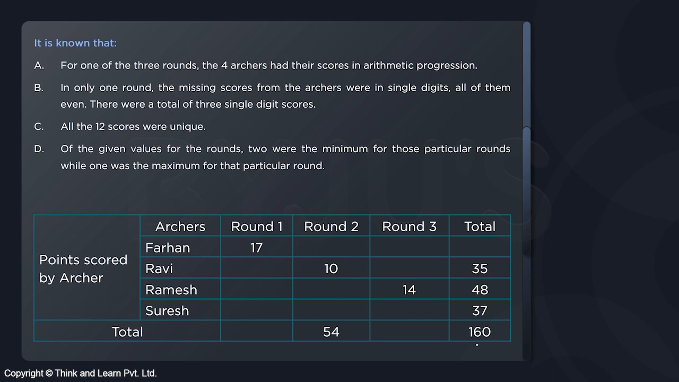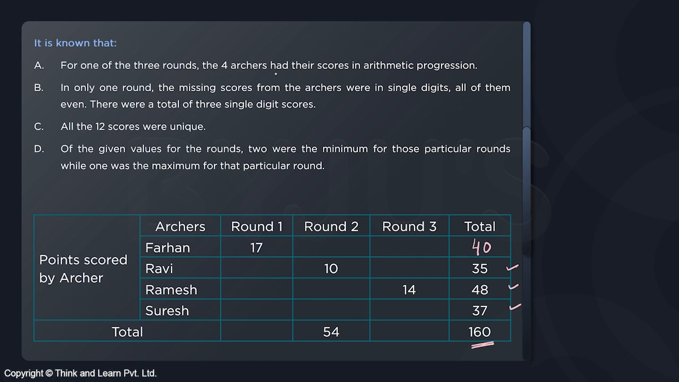First of all, the total score is 160. This is 35, this is 48, this is 37. 35 plus 48 is 83. 83 plus 37 is 120. So the remaining 40 score came by Farhan. 40 is the score of Farhan.